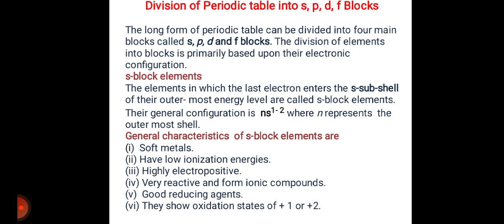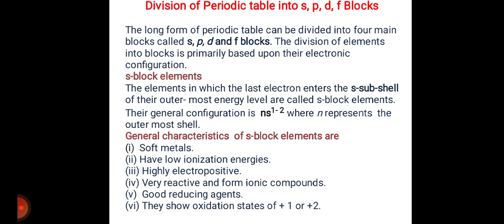So what is an s-block element? The elements in which the last electron enters the s subshell of the outermost energy level are called s-block elements. The general electron configuration of the s-block element is ns1 to 2, where n represents the outermost shell.